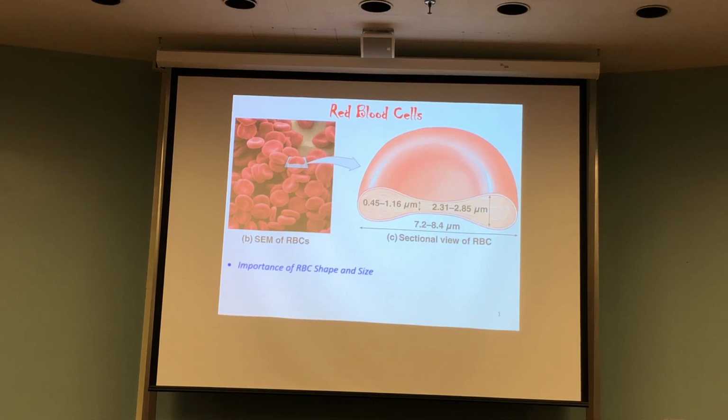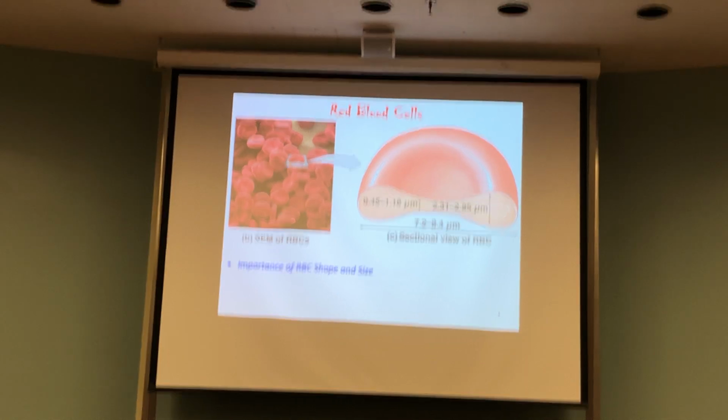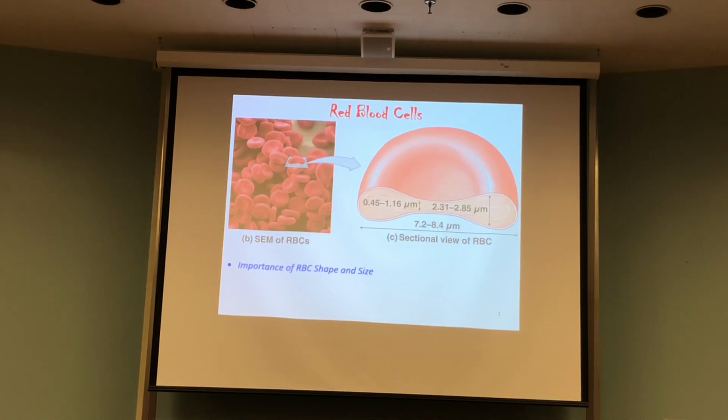The benefit of that is it causes their membranes to collapse in, and the importance of the shape is that this concave ability increases their surface area. And surface area is important for diffusion. So with improved surface area, we get improved ability for O2 and CO2 to cross the cell's membrane.